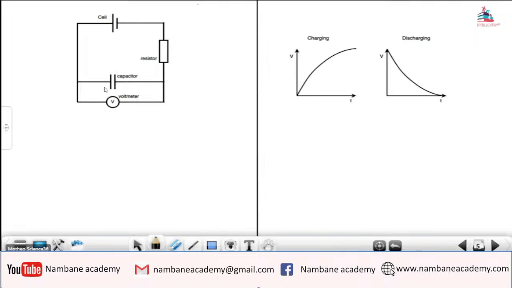Now, how do we know whether a capacitor is charging or discharging? Here are the graphs for it. When it is charging, what are we saying? We are saying that voltage is increasing over time.